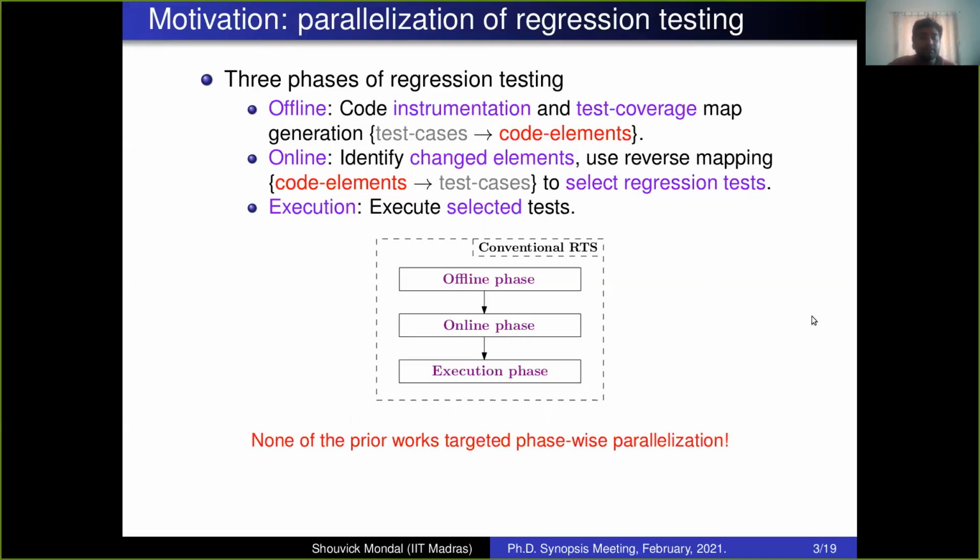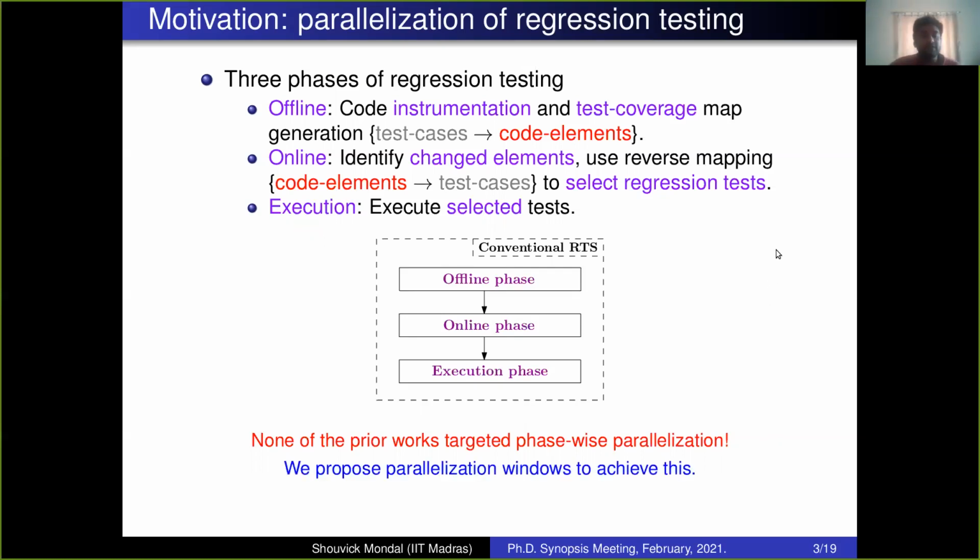None of the prior works targeted phase-wise parallelization. So we see that there is a certain sequentiality involved. Offline should be followed by online, and then online should be followed by execution. So we cannot run any of this in parallel. But inside these three phases, there are certain subcomponents which can themselves be parallelized. We'll see shortly how to do that.